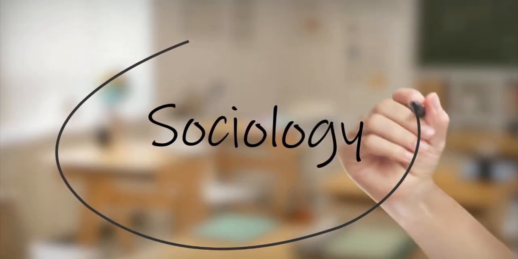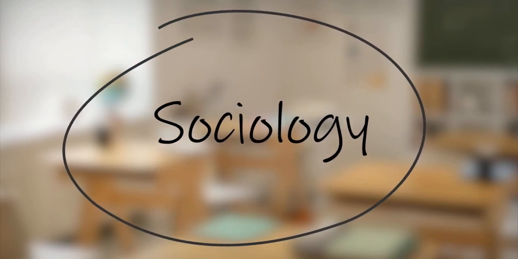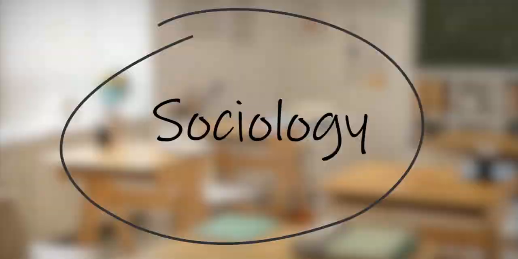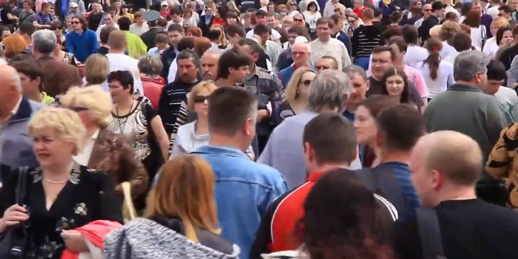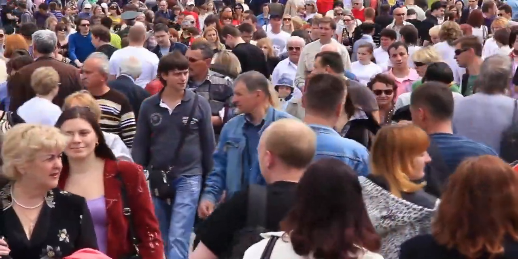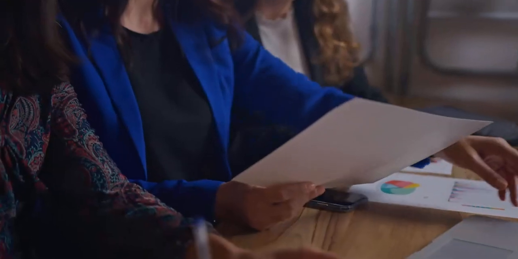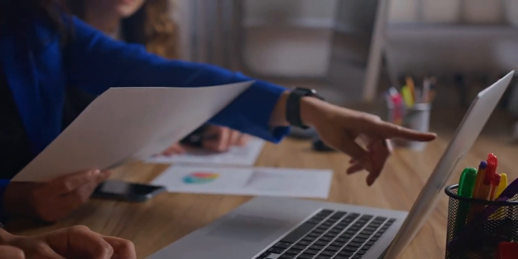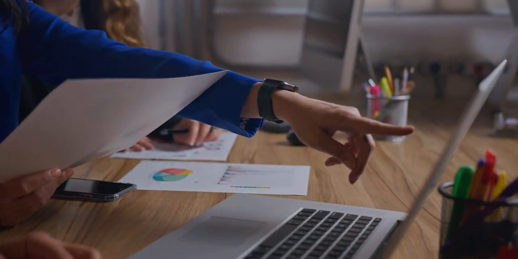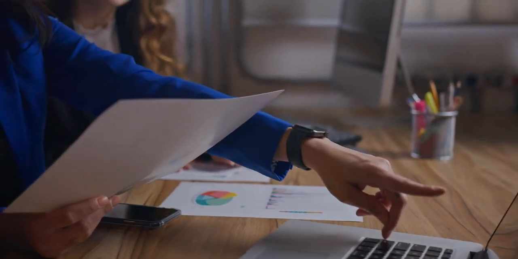In sociology, the scientific method helps researchers study society and human behavior in a structured or systematic, organized manner. By following this process, sociologists gather evidence, test theories to better understand how people interact, why social patterns exist, and how different social factors influence behavior.